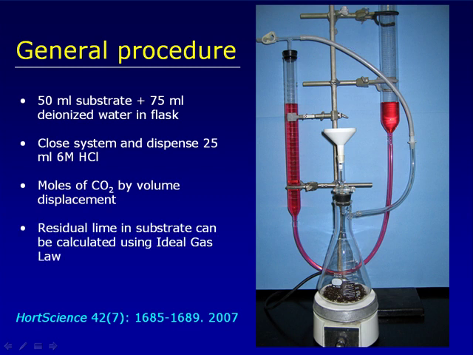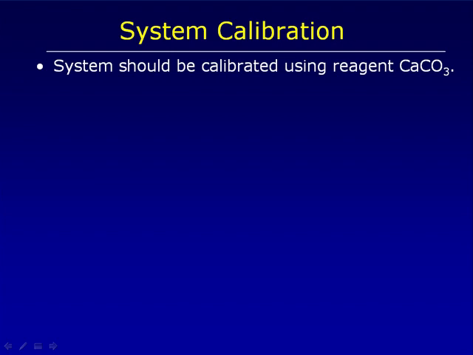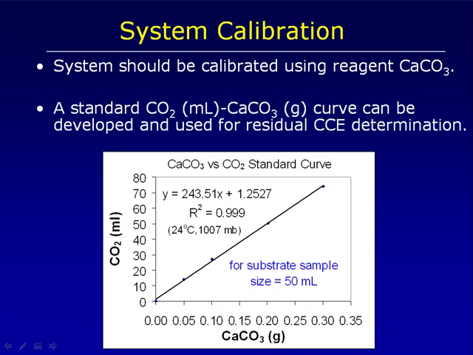We measure off the volume of CO2 gas, and spreadsheets are provided to calculate the equivalent amount of carbonate given that volume of CO2. Now there's some different steps in terms of getting accurate numbers from the system. The system should be calibrated using reagent calcium carbonate to develop a standard curve.